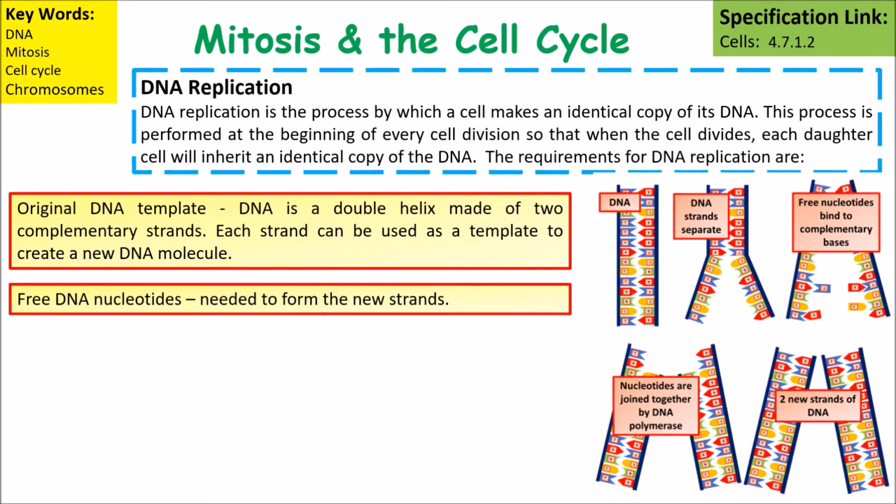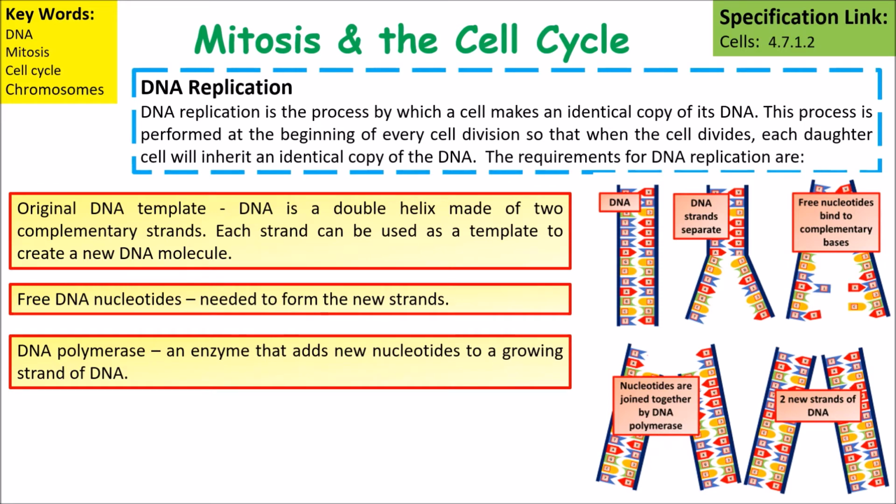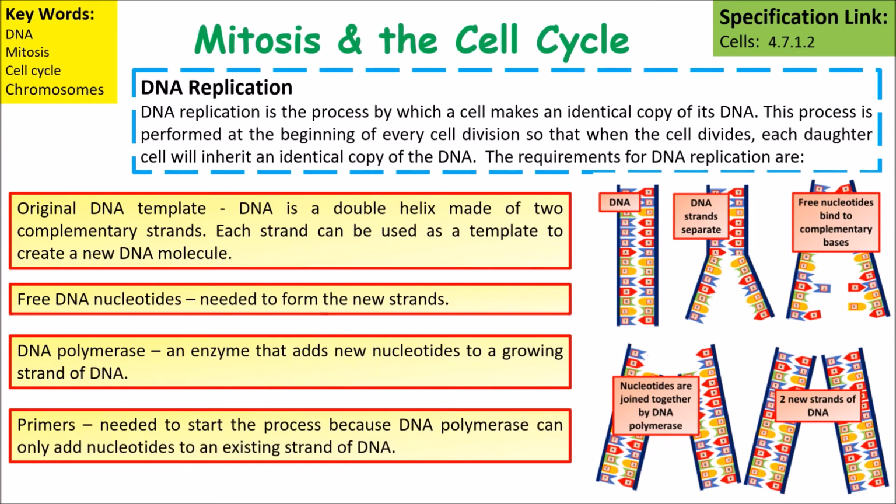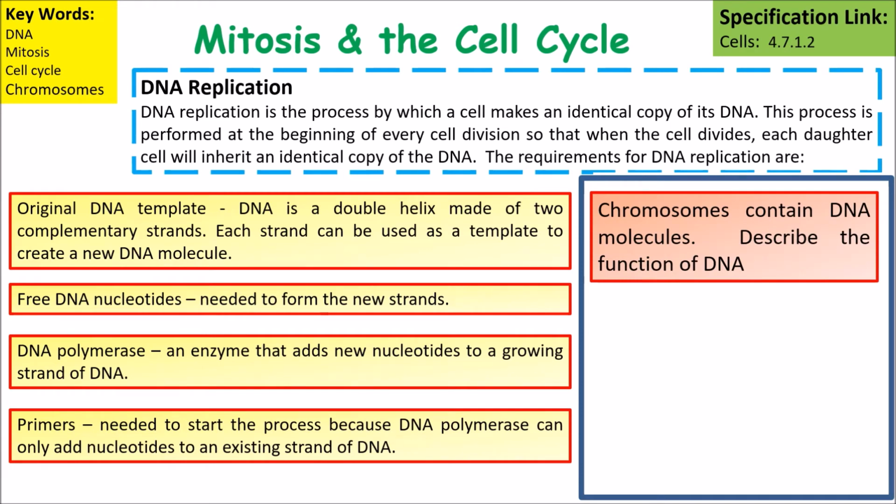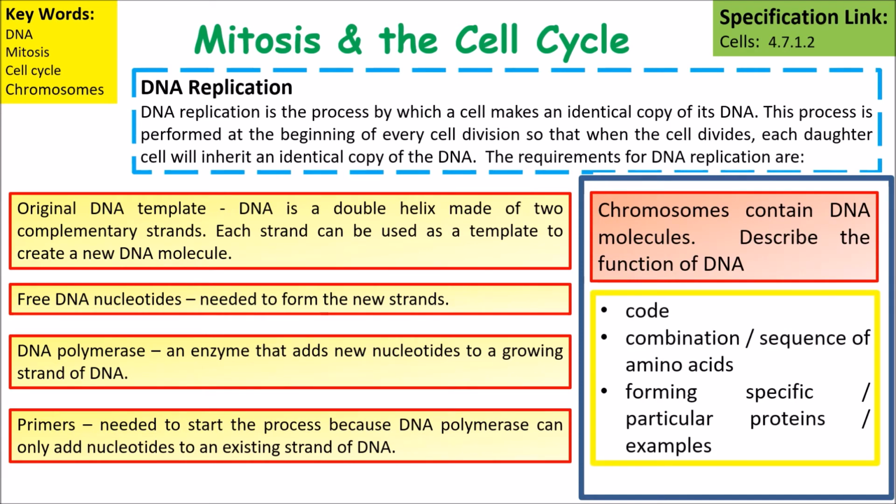You need DNA nucleotides, which are needed to form the new strands. You need DNA polymerase, an enzyme that adds new nucleotides to a growing strand of DNA. And you need primers. These are needed to start the process because DNA polymerase can only add nucleotides to an existing strand of DNA. Chromosomes contain DNA. The function of DNA is to act as a code for a sequence of amino acids which will form a particular protein that will be able to perform a particular function.